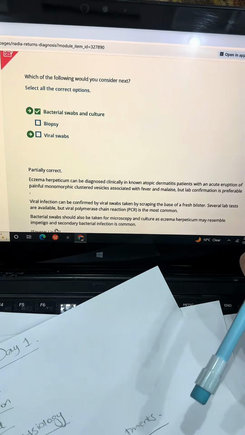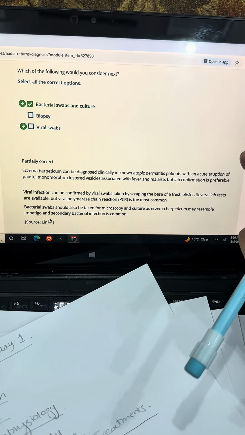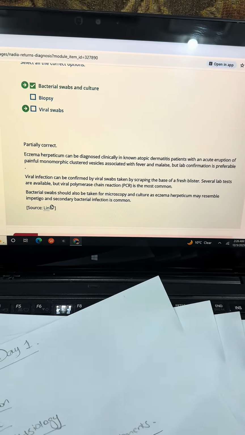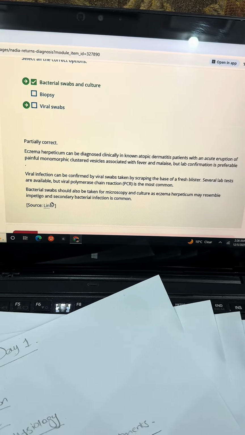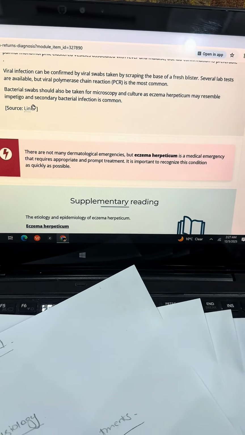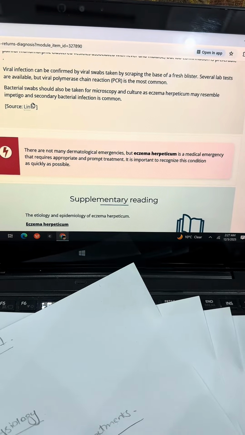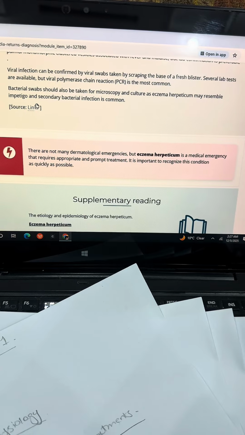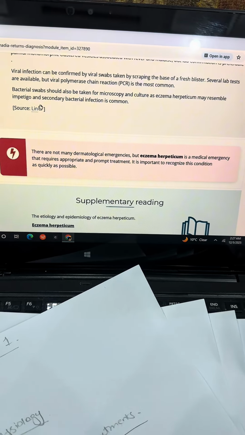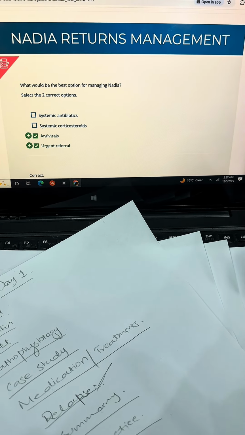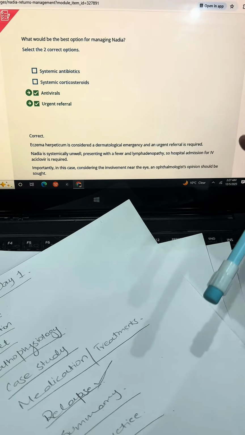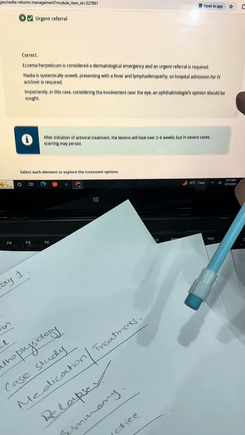To confirm our diagnosis, we may send a bacterial swab culture and a viral swab. The reason is given below. But eczema herpeticum is a medical emergency that requires appropriate and prompt treatment. Nadia's management plan is antiviral and urgent referral. The reason is given below.